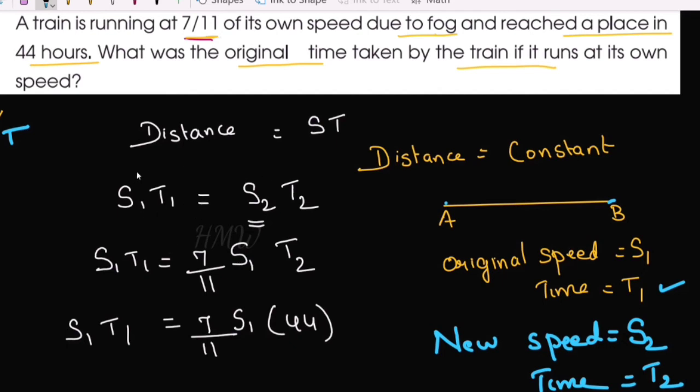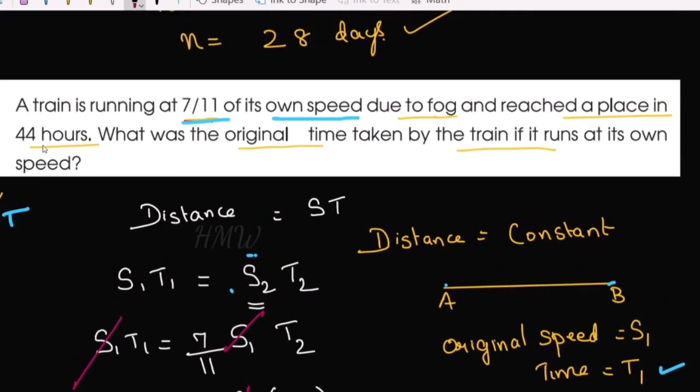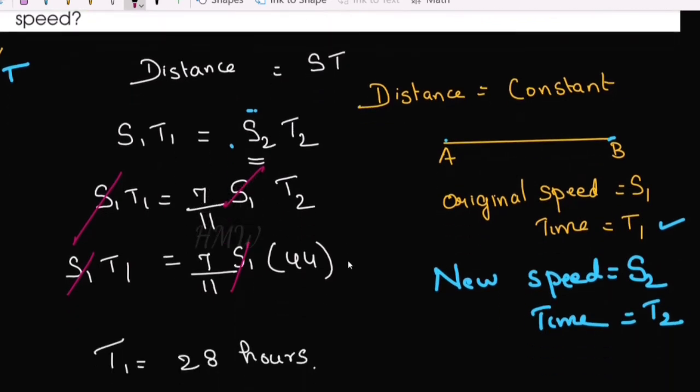This distance is not changing. But what is the new speed? 7 by 11 of its original speed. So S2 is 7 by 11 of S1, the original speed, into time T2. You can cancel S1 on both the sides. So what do you get now? T1 is 7 by 11 of the new time. The new time is given as 44 hours.